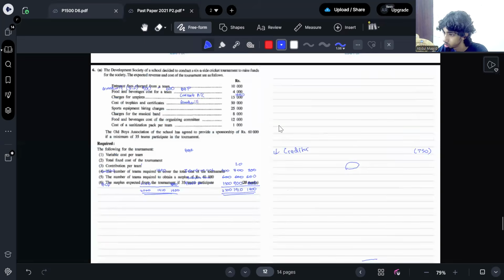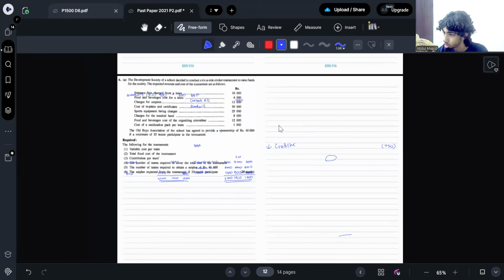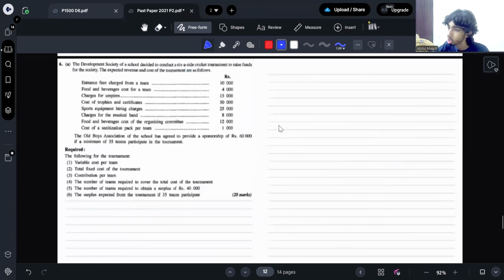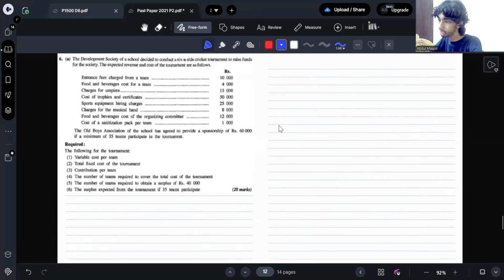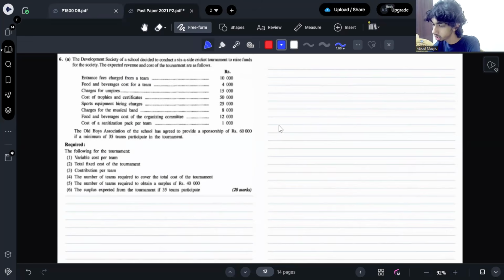The Development Society of a school decided to conduct a six-a-side cricket tournament to raise funds for the society. The expected revenue and cost of the tournament are as follows. So that is entrance fee charge, food and beverage cost, charge for umpire, cost of trophies and certificate, sport equipment, charge for music band, sanitizer pack per team.